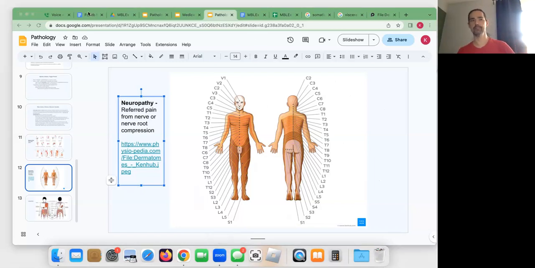So neuropathy means something abnormal or something problematic. In our case, we're talking about pain from a nerve. So usually when you hear neuropathy, that means compression along the root of the nerve. That can be inside the central nervous system, or it can be just outside the spine, just outside the vertebral column.